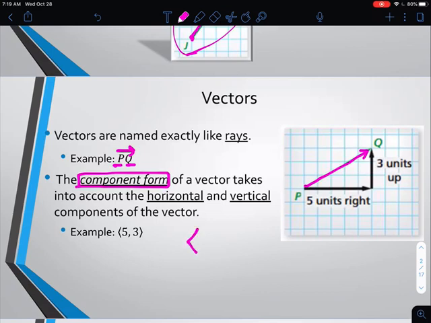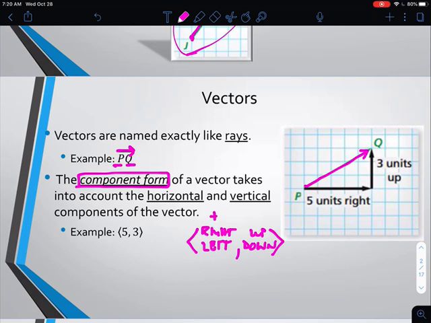We use these little arrow brackets. Okay, they're not parentheses. You need to make sure they have an actual point at the end there. And then there's going to be two numbers in here, just like an ordered pair. The first number is going to tell you whether you went right or left. And the second number is going to tell you whether you went up or down. So it's always about how far did we go right or left first, and then how far up and down did we go.